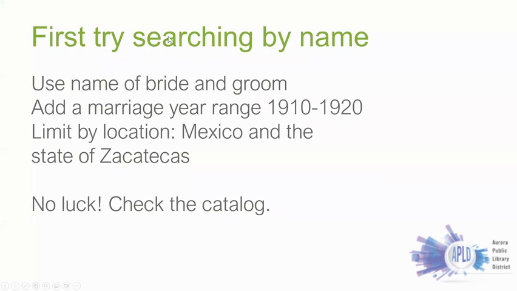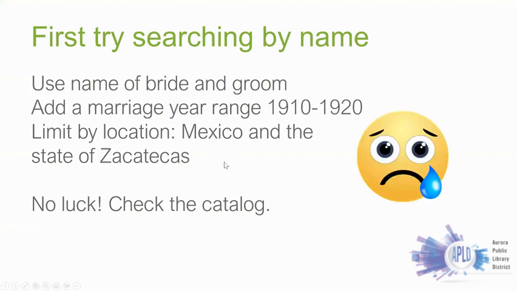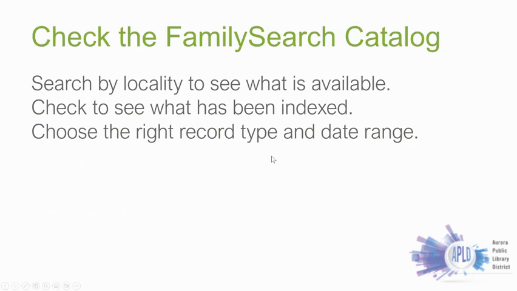And first thing that I recommend that you do, especially in Mexico, because so much has been indexed, is to search using the name of the bride and groom. You can also add a marriage year range, 1910 to 1920, because Jesus was born in 1918. And you can also apply those limits of the country of Mexico and the state of Zacatecas. Unfortunately, when I tried that, I didn't have any luck. So I can check the catalog and see what's available.